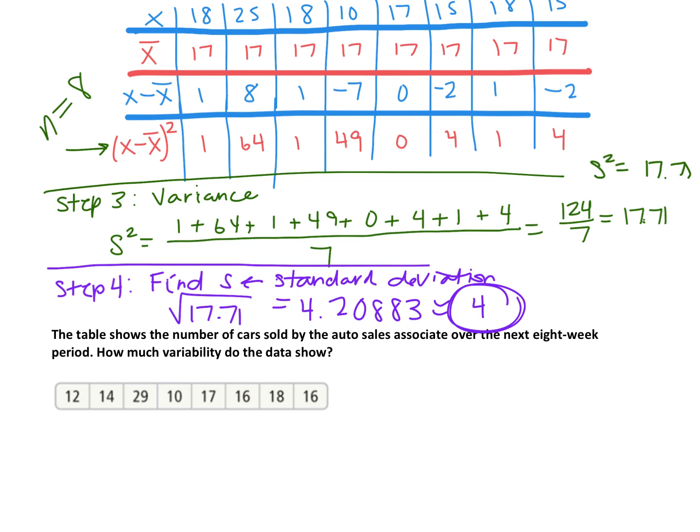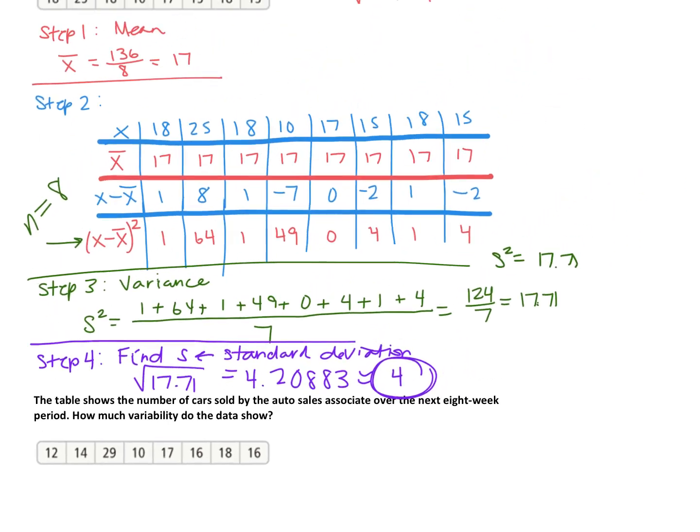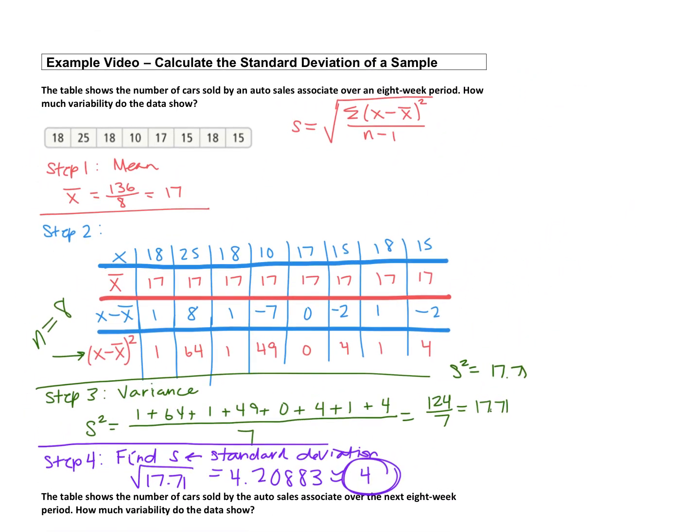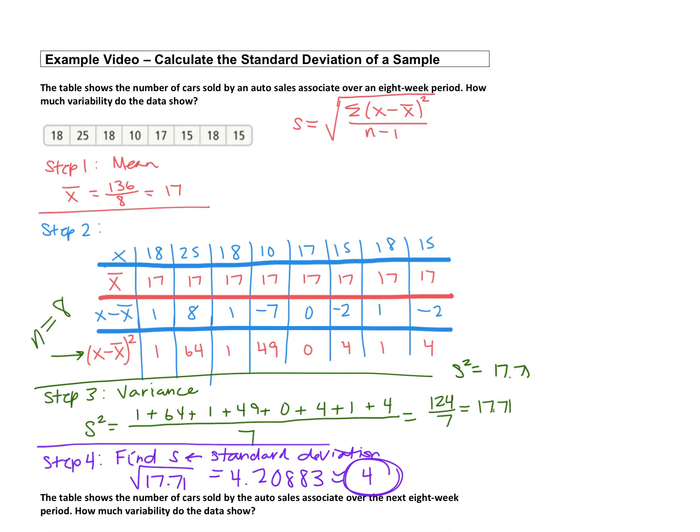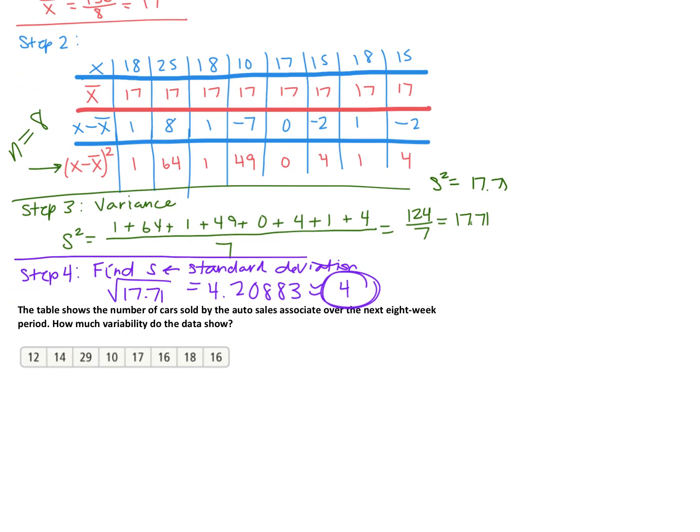All right, so great, we found the standard deviation, right? But what were they actually asking? So let's go back to the example. It says, how much variability do the data show? So the standard deviation tells us that there is some variability in the data.